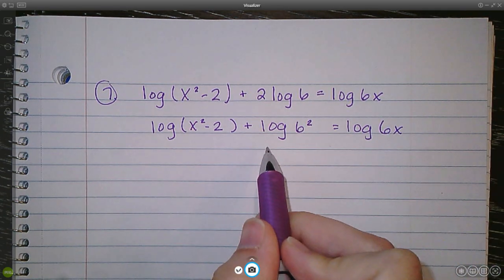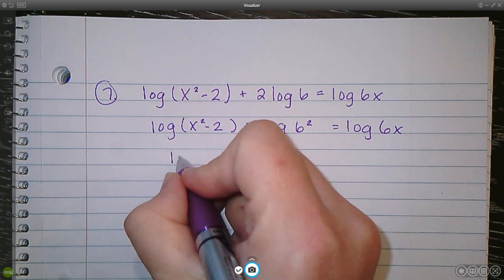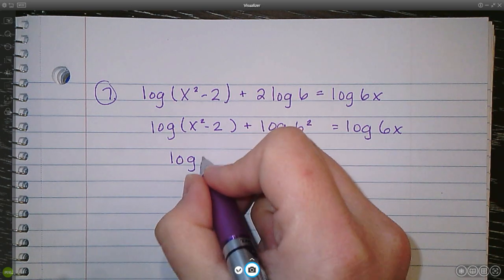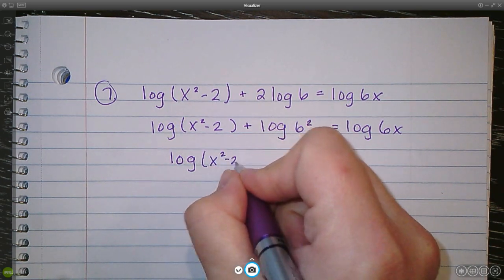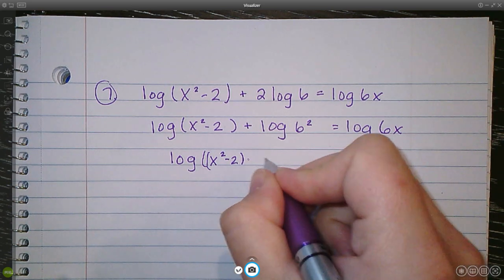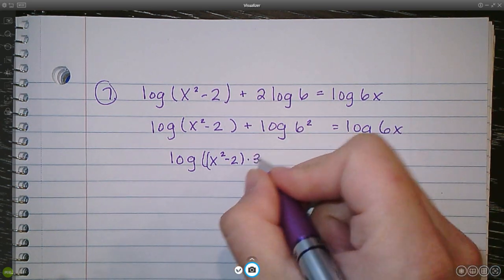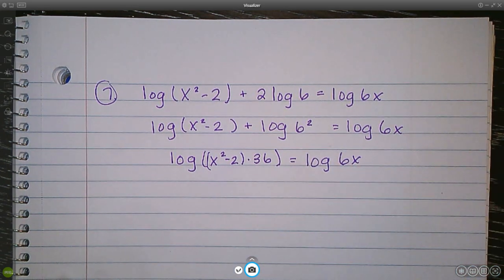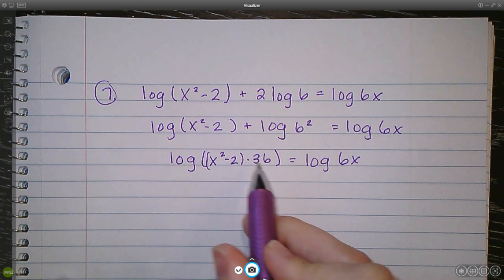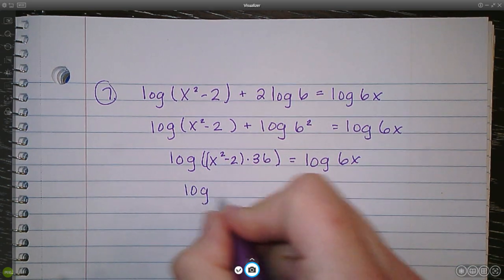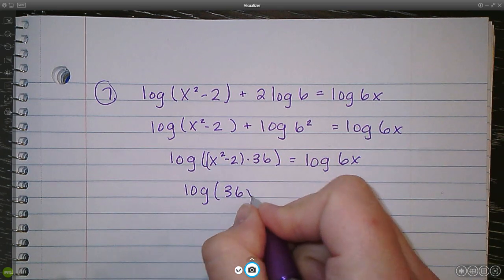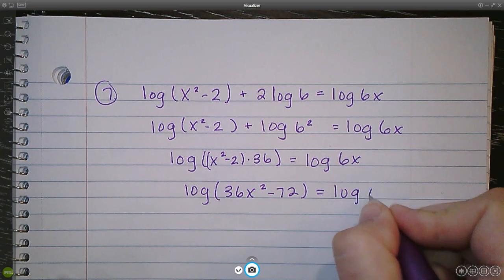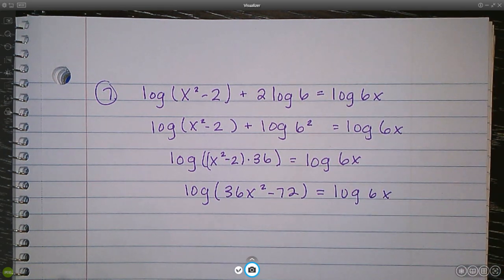Okay, so if we want to make this into a single logarithm, we're going to do log, and then we multiply. So we have x squared minus 2 times 6 squared, which is 36, equals log of 6x. Okay, so we'll just simplify this down. So we have log of 36x squared minus 72 equals log of 6x. Okay, so we have a single logarithm on both sides.